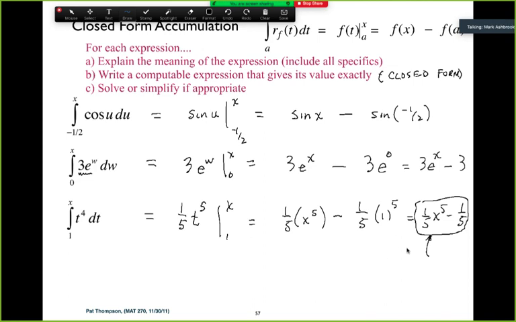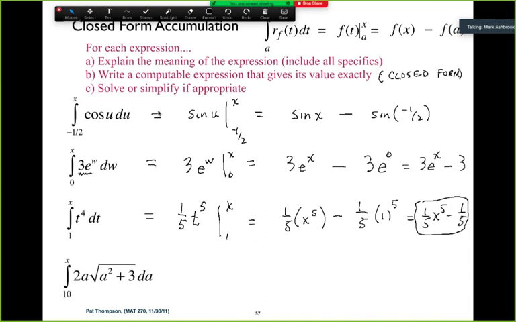Good. The net accumulation from 1 to x when the rate of change is x to the fourth. That's right. It's the net accumulation of a quantity starting from 1 up to x when the rate of change is x to the fourth. Okay. If you have a question, just jump in and ask.